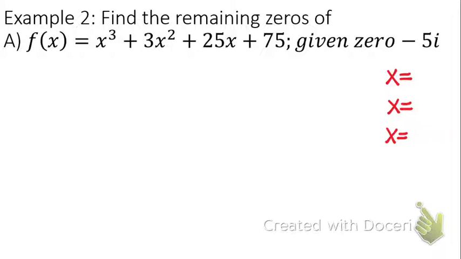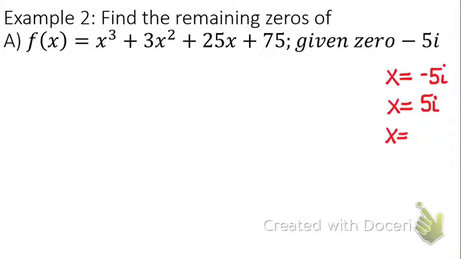And they told us that one of our solutions is negative 5i. And because I know that negative 5i has to have a partner, what is my automatic second solution going to be? Positive 5i. So we already have 2. We just got to find that third one. And to find the third one, we're going to do long division.